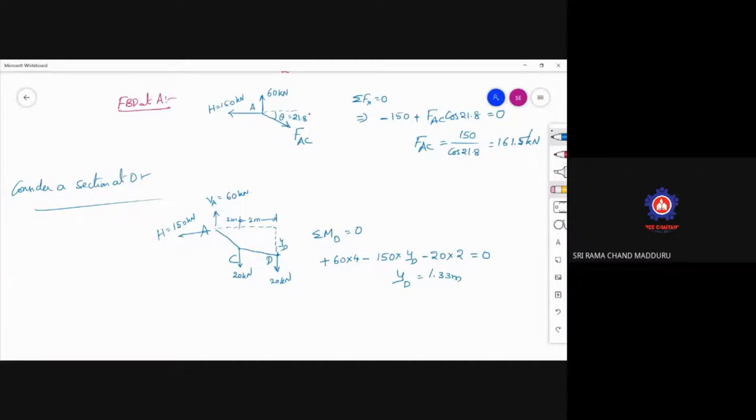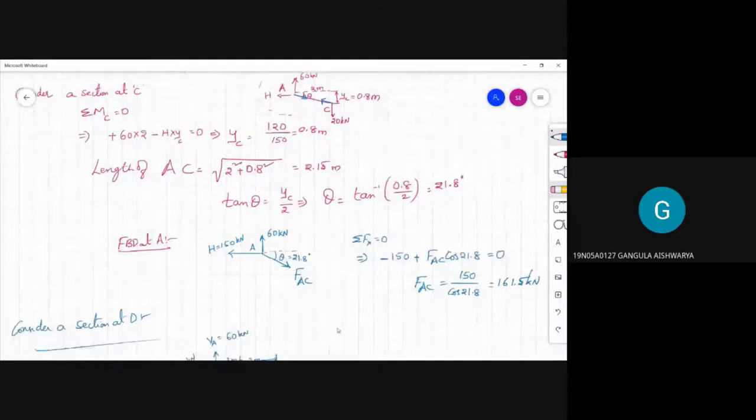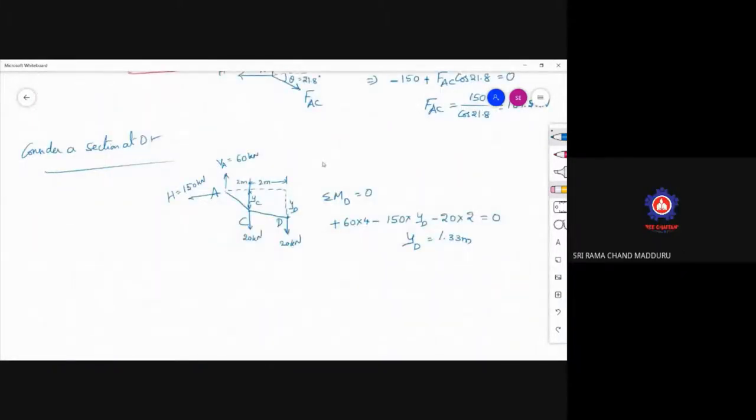Now what is YC you got? How much you got YC? 0.8. So 0.8 is your YC. So what is this distance? This will be 0.53 meters. Now this is 2 meters. Length CD is equal to square root of 2 square plus 0.53 square.